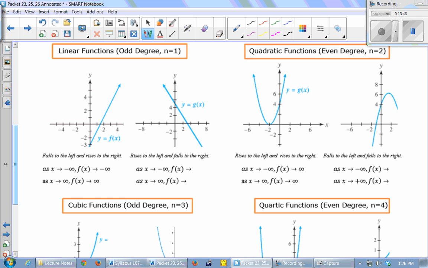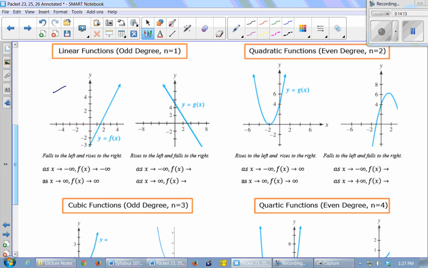So here we have a linear function. That's a polynomial with degree 1. The highest power on x is a 1. And the end behavior is either this or this, right? One arm up, one arm down. In this case, the graph falls to the left and rises to the right. And in this graph, it rises to the left and falls to the right.